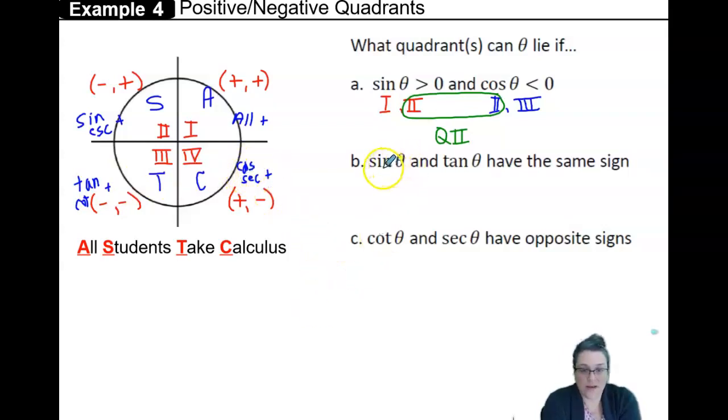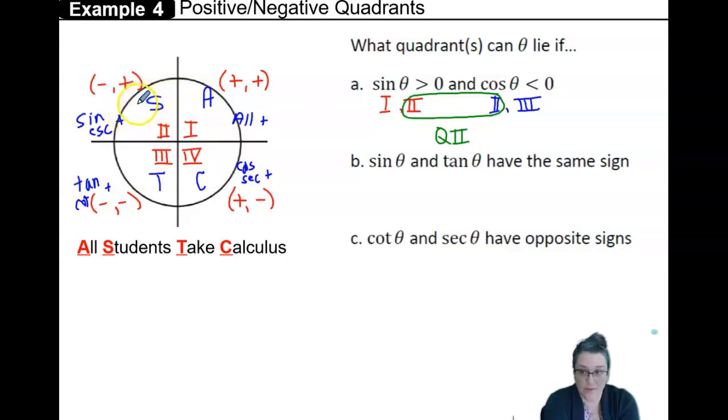So in B, we're asked where sine and tangent are going to have the same sign. Are they both positive or both negative? Looking at quadrant 1, all are positive in quadrant 1. So where else would sine and tangent both have the same sign? Let's see, sine is positive in quadrant 2, but tangent is negative, so they don't have the same sign in quadrant 2.